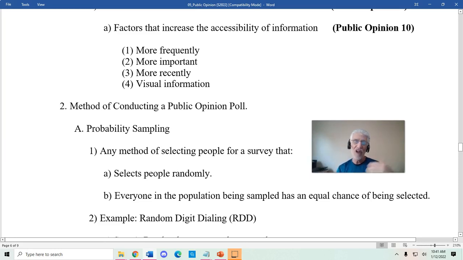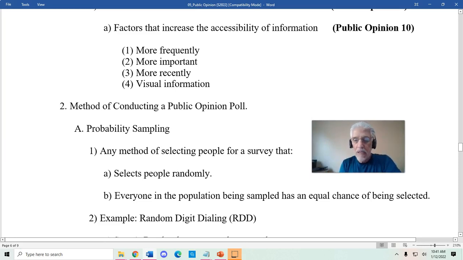But now what I want to do is talk about the method by which public opinion polls are conducted. The first thing you need to know is that they use what's called probability sampling. For those of you who've taken statistics before, this is going to be like a refresher. A probability sample is any method of selecting people for a survey that selects people randomly and where everyone in the population being sampled has an equal chance of getting selected.